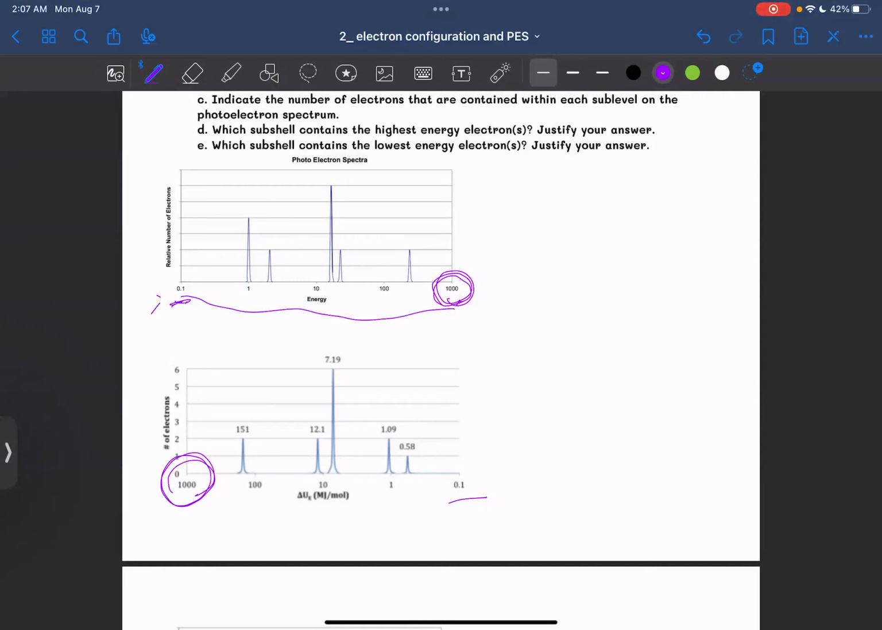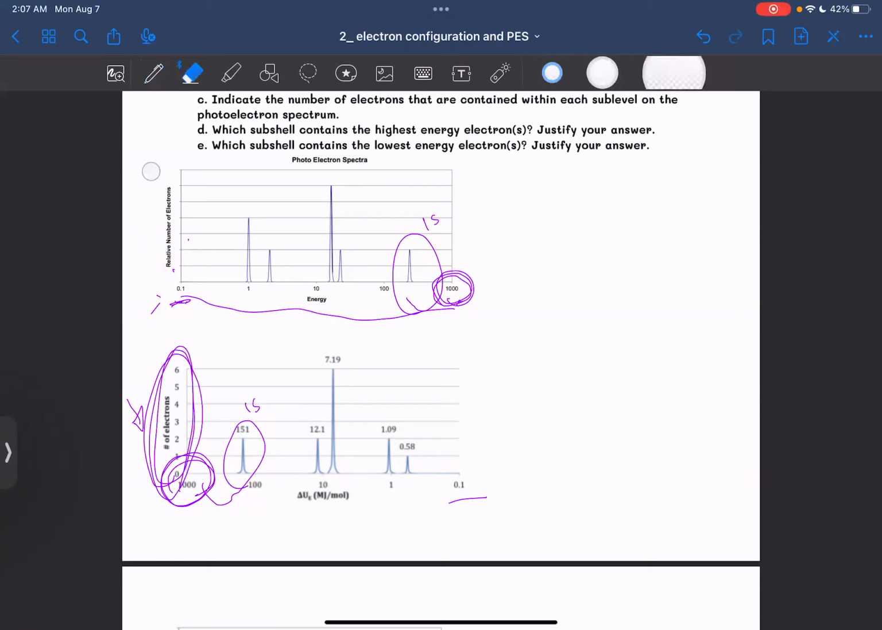So what I want to tell you is the peak that is closest to the biggest number, that peak is always 1s. You should know that peak is always 1s. Next you need to know is the right side, the y. Notice that this y tells you the number of electrons. This one just says relative. So when they say relative, you need to know the scale in here, what kind of scaling they are giving you.